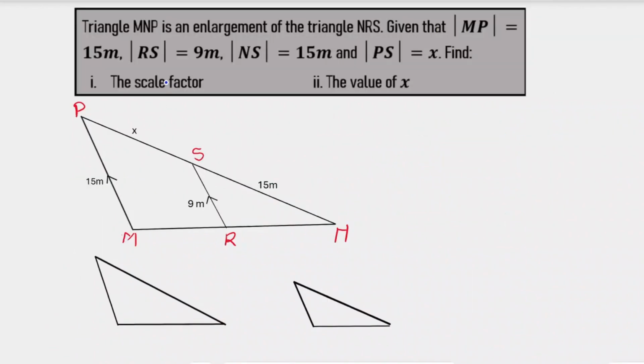So let's get on this question. Triangle MNP is an enlargement of the triangle NRS. Given that the line MP has magnitude of 15 and the magnitude of RS is 9 meters, that of NS is 15 meters, and PS is X. We have to find the scale factor, that is I, and II, we have to find the value of X.